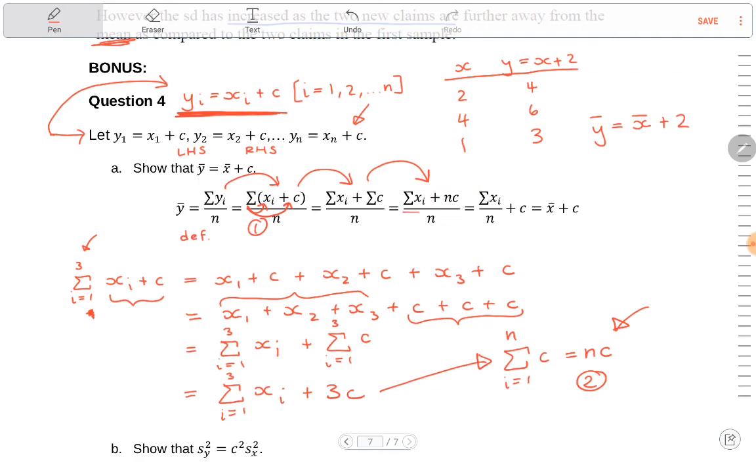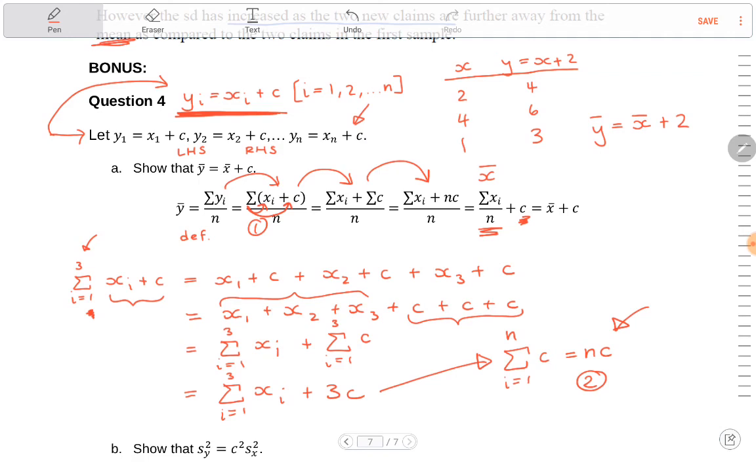Now this n, remember it's also in there and in there. So now if we take the xi and divide by n, this is what you end up with. And then the other one where you have nc over n. So that part, you just end up with c because the n's cancel. But this is just the definition of x bar. So therefore, that completes the proof. We've shown here that y bar is equal to x bar plus c.